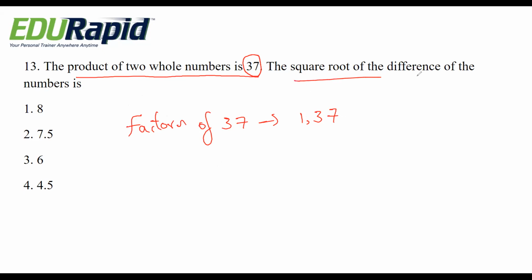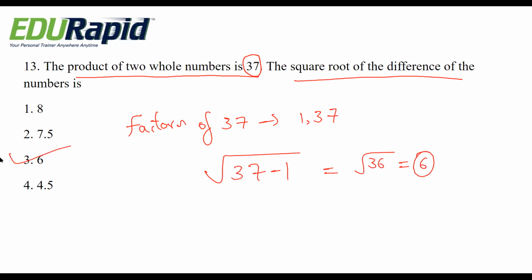After that, they are asking for the square root of the difference of the numbers. 37 minus 1 is 36. So 6 is the right answer, option C. The square root of 36 is 6.